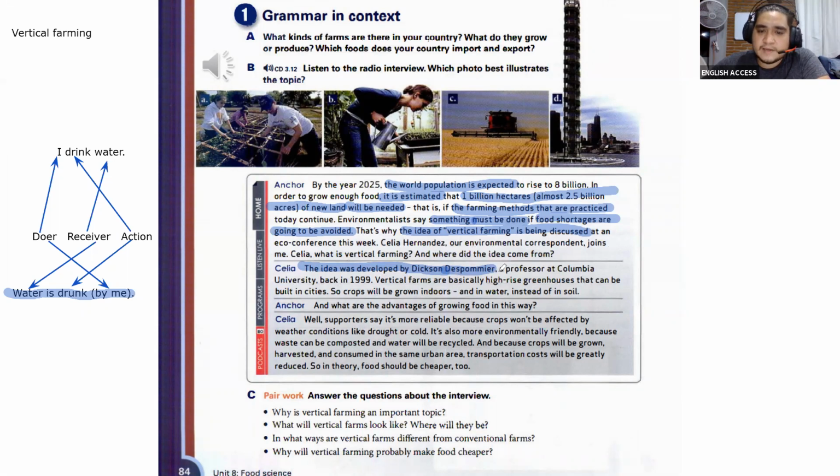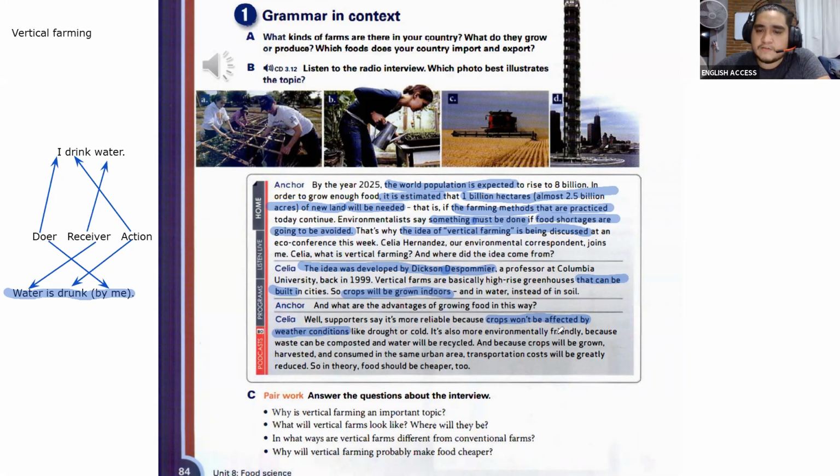So vertical farms are basically high-rise greenhouses that can be built in cities. So crops will be grown indoors and in water instead of in soil. And what are the advantages of growing food in this way? Well, supporters say it's more reliable because crops won't be affected by weather conditions.